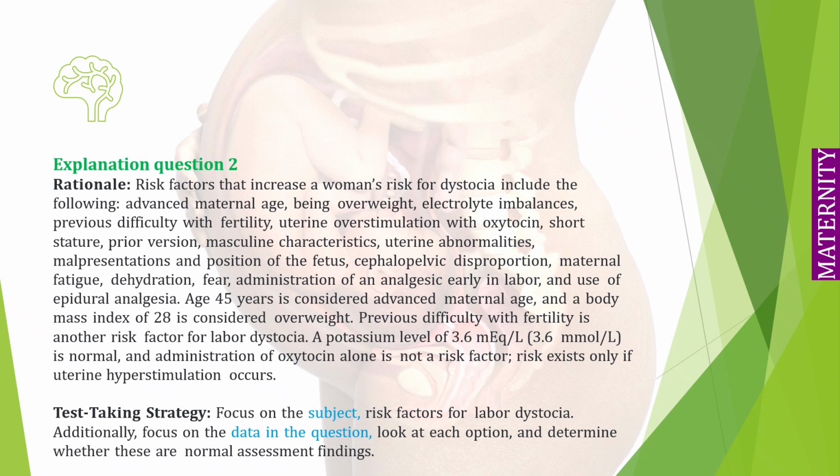Age 45 years is considered advanced maternal age, and a body mass index of 28 is considered overweight. Previous difficulty with fertility is another risk factor for labor dystocia. A potassium level of 3.6 milliequivalent/L, 3.6 millimoles per liter, is normal, and administration of oxytocin alone is not a risk factor. Risk exists only if uterine hyperstimulation occurs.